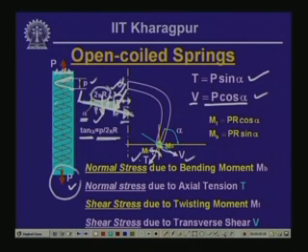So, this is the action of the moment which we have defined as MT, which is equal to P R cos alpha. And if we take this vectorial direction of the moment, the component perpendicular to the wire axis is equal to P R sin alpha, and this is going to cause a moment. So, one is a twisting moment in the wire, and the other is going to cause a bending moment, because the vectorial direction is perpendicular to the wire axis, and the moment acting is a bending moment in the wire.